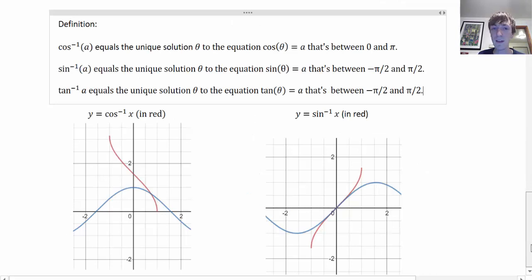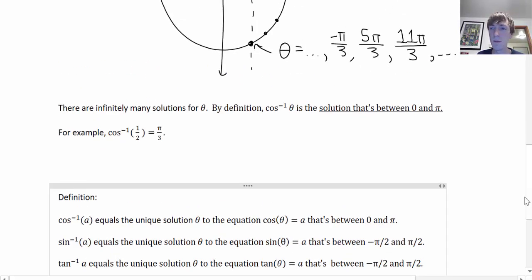Okay, lastly, tan inverse, same sort of deal. It's picking the unique solution to tangent of theta equals A, and like inverse sine, it's going to stay between minus pi over 2 and pi over 2. Again, because that's going to capture the full range of possible values of tangent. Remember that tangent actually has a range that's equal to minus infinity to infinity.